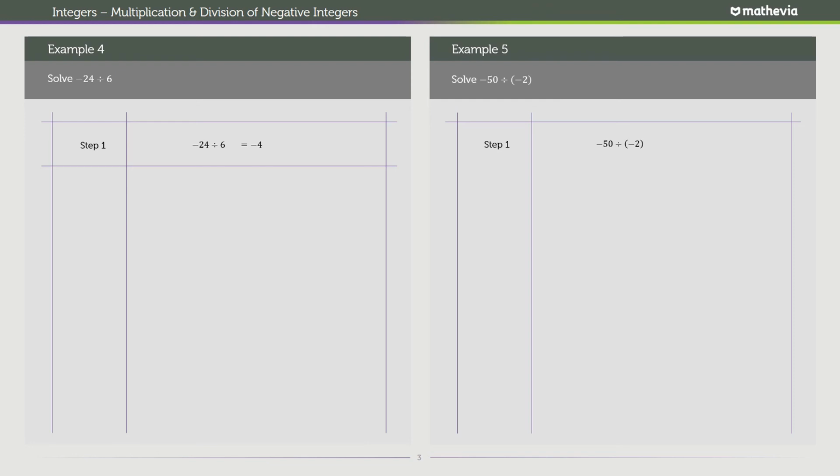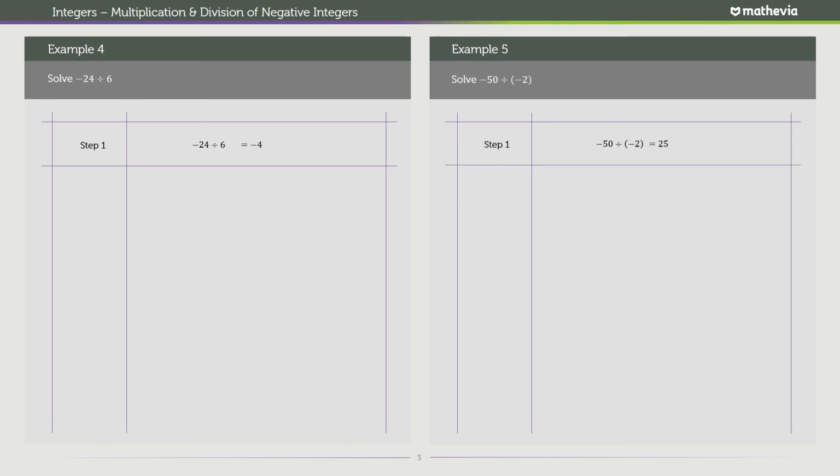Basically you just divide as though the signs weren't there. Just go and say 50 divided by 2, it'll give you 25. Because the signs are the same, your answer would be a positive number. So you just go ahead and say minus 50 divided by minus 2 is 25.